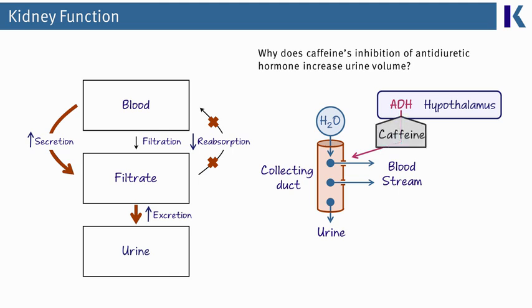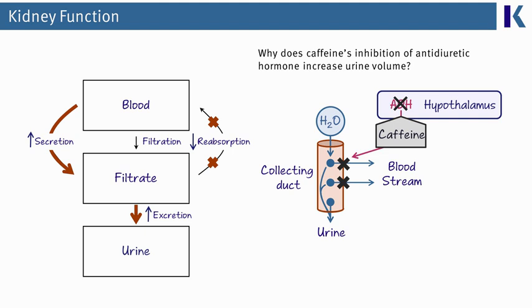So let's think about what caffeine is going to do to the whole situation. With caffeine present, ADH is inhibited. What won't be happening as a result? Following our logic from before, no ADH means no water channels, water won't be reabsorbed at the collecting duct, and the urine will remain relatively dilute, kind of matching with that distal convoluted tubule concentration.